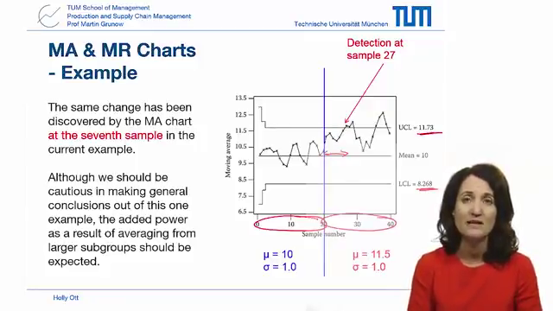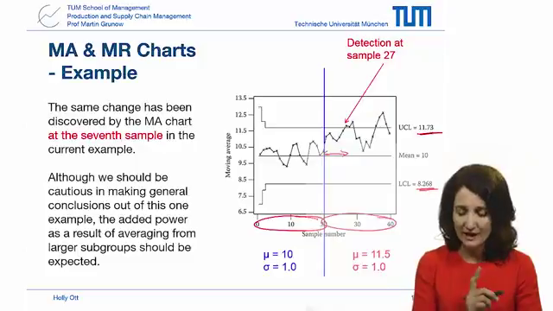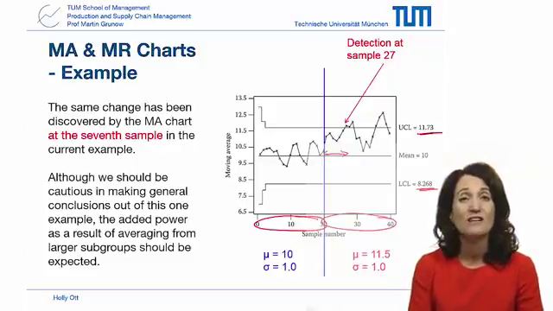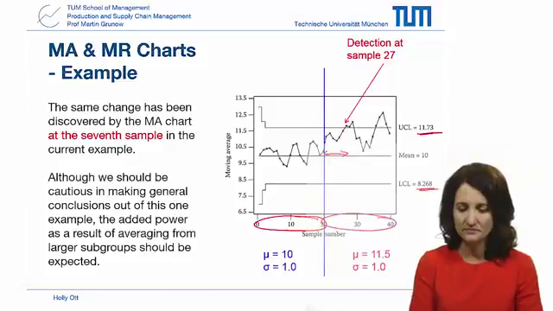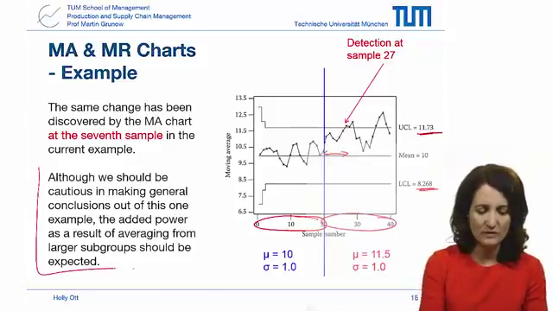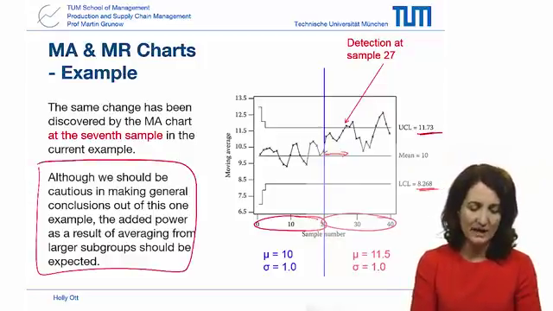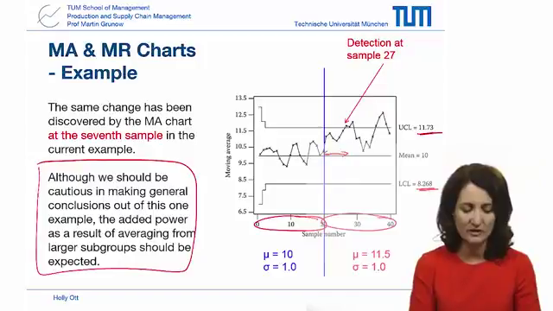our simple X chart for individuals, where the control limits were quite large because we had so much variation in the individual values. So just one note though, we have to be cautious in making general conclusions. This is one example. The added power of the average from larger subgroups should be expected.